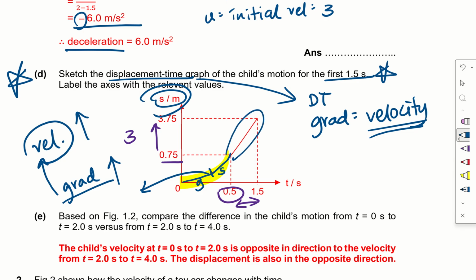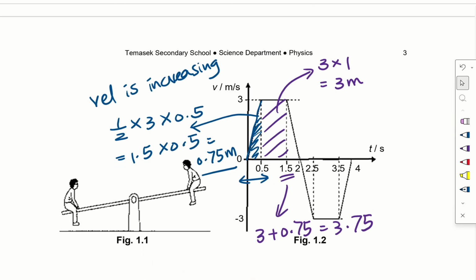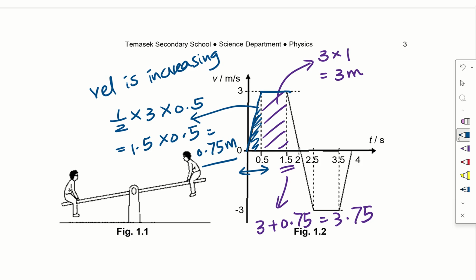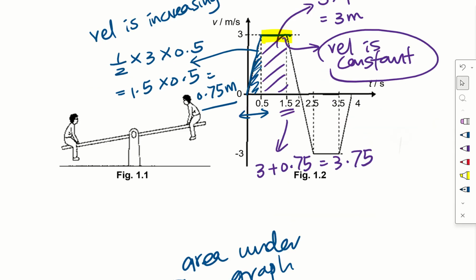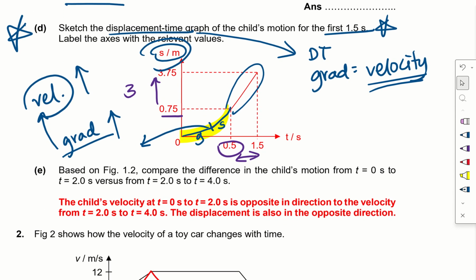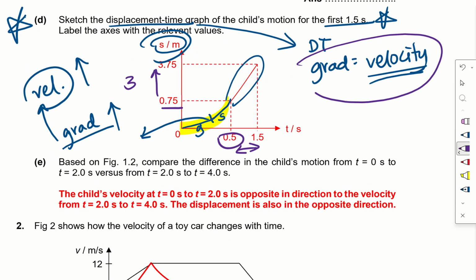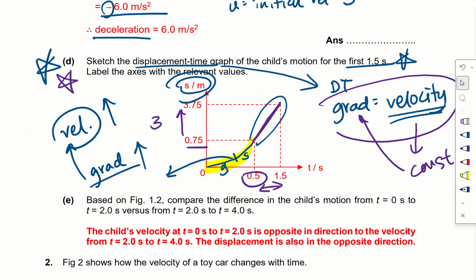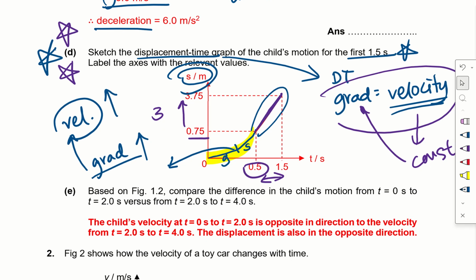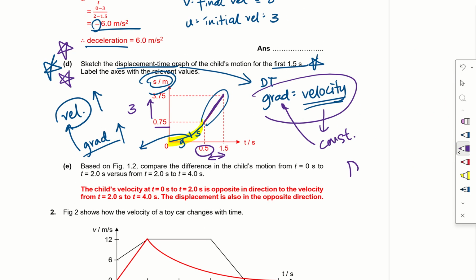Okay, before I comment on this, let us take a look at our VT graph, because that was the answer, yeah? So we see that from 0.5 to 1.5, the velocity is constant. Yes? So, for a displacement time graph, the gradient represents velocity, and from 0.5 to 1.5, the velocity is constant. Therefore, the gradient is constant. So we have this shape here. Okay? So, this question is tough, right? Before your WAs, you will need to look at this. You must be able to transfer from DT to VT graph and vice versa.